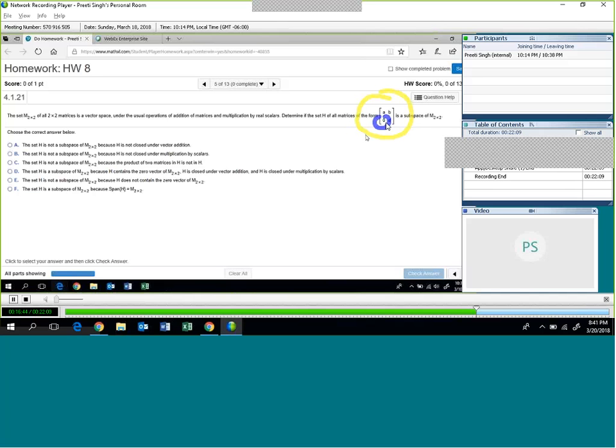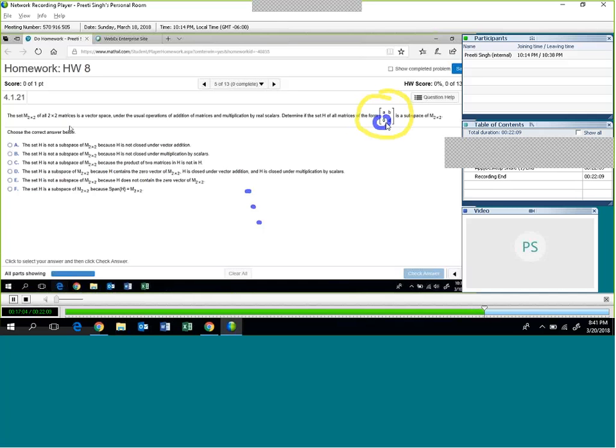So the question is, if I add these two matrices, is it still upper triangular? If I take scalar multiples, are they still upper triangular? And also, is the zero matrix in this set? Those are the three axioms I need to verify.